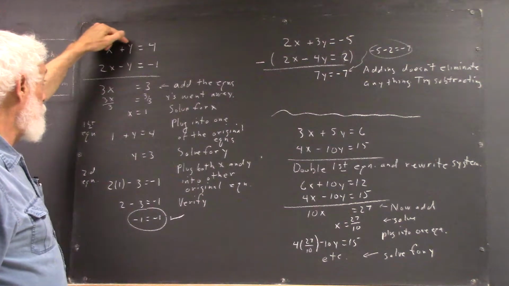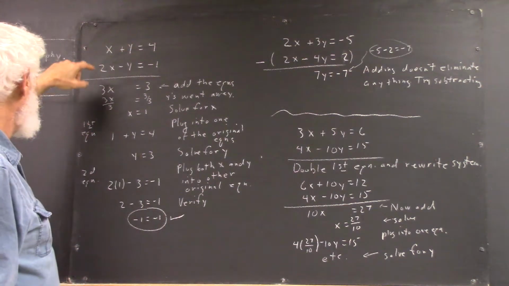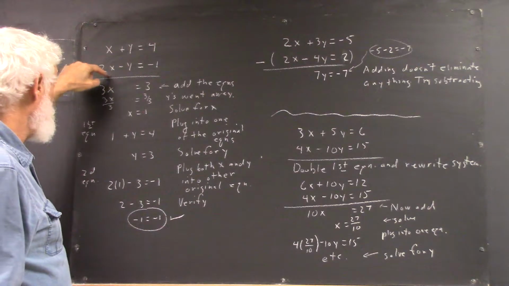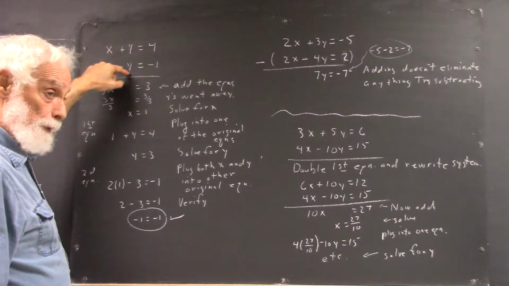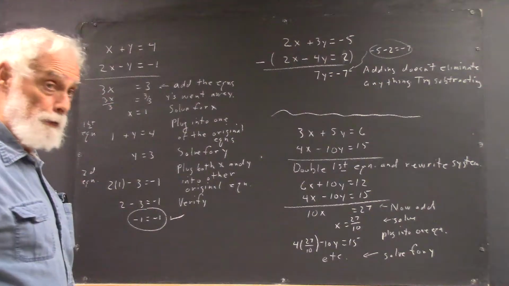If x is 1 and y is 3, then x plus y add up to 4. And 2x minus y would be 2 times 1, which is 2, minus 3, that gives us -1. Okay? Now how do we get that solution?